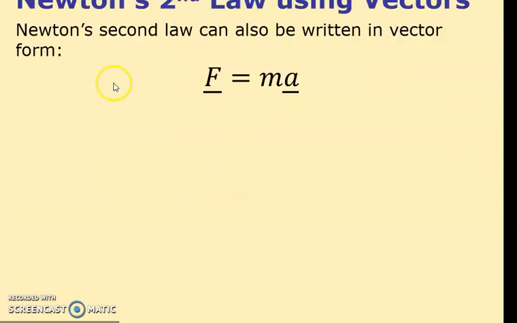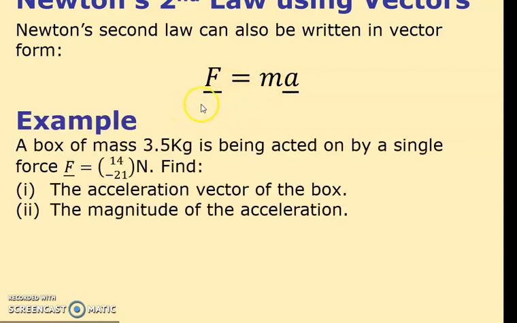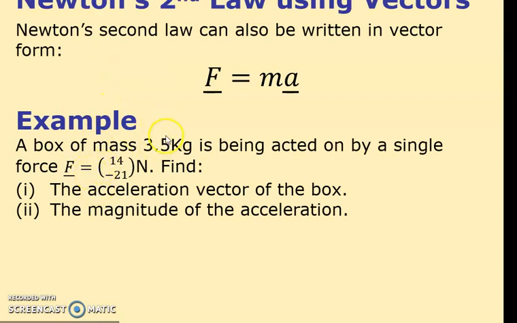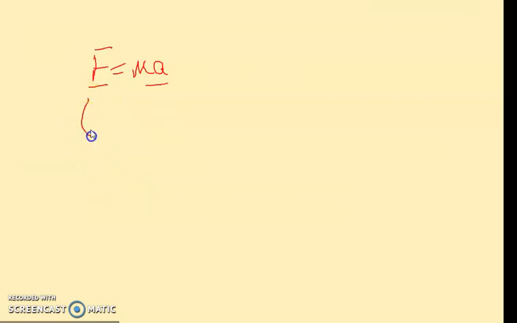So last question, I've got a couple of minutes to just do this quickly. F equals ma can also be a vector question. So let's see what this says. Yes, here we've got a force given to us as a vector, and we've got a mass 3.5. So it wants the acceleration. I'll write F equals ma. These are vectors now. Notice the mass isn't a vector, it's just 3.5. I've got 14 minus 21 equals the mass 3.5 times the acceleration.